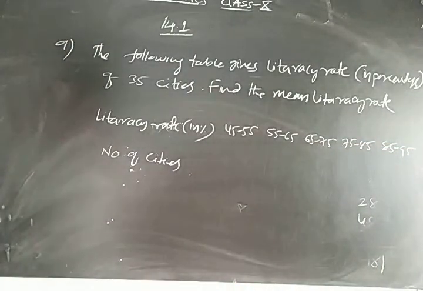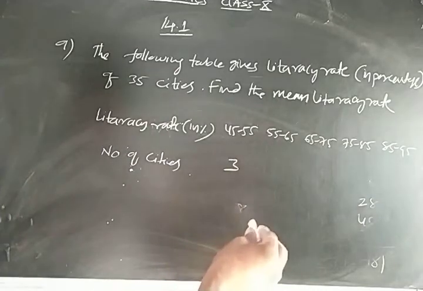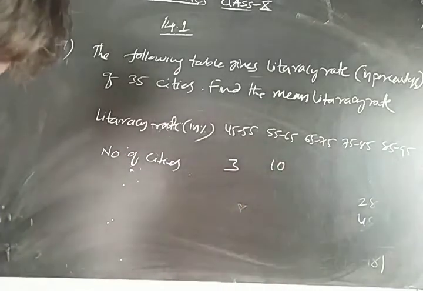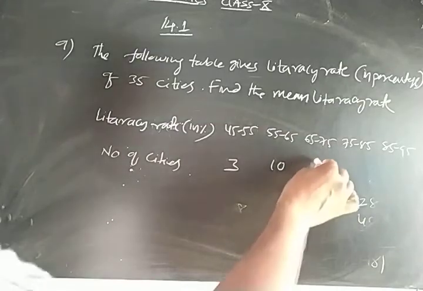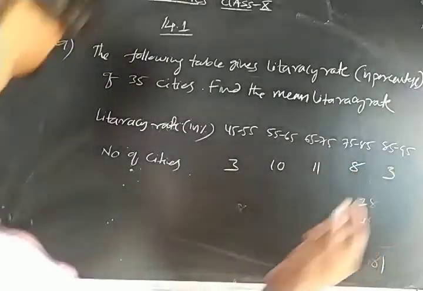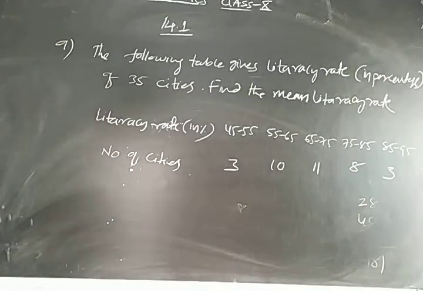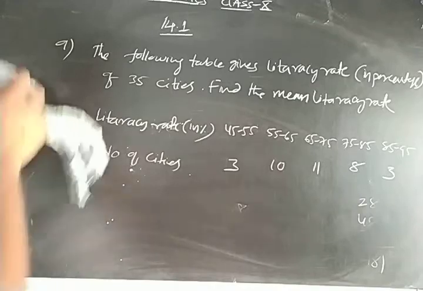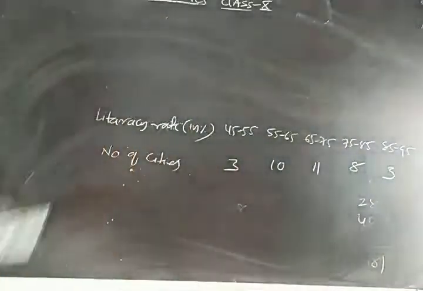In 45 to 55, 3 cities are there. 10 cities for the second interval. For the third interval, 11 cities. Fourth interval, 8 cities. Fifth interval, 3 cities. So we have to find the mean of the problem. Now let me do this problem. Again, write the solution.